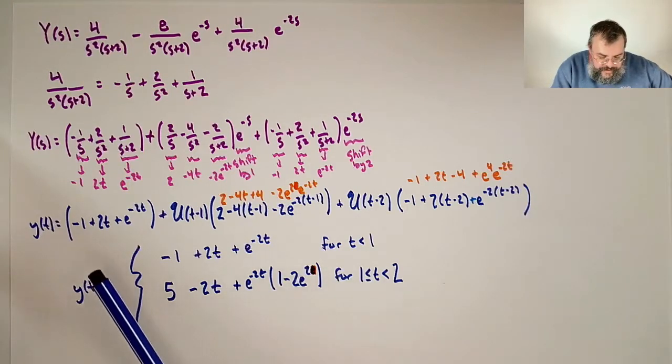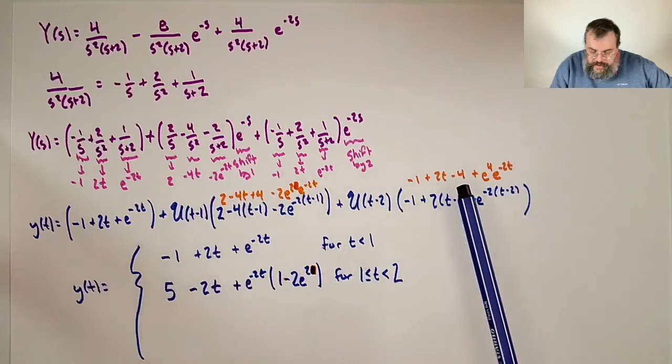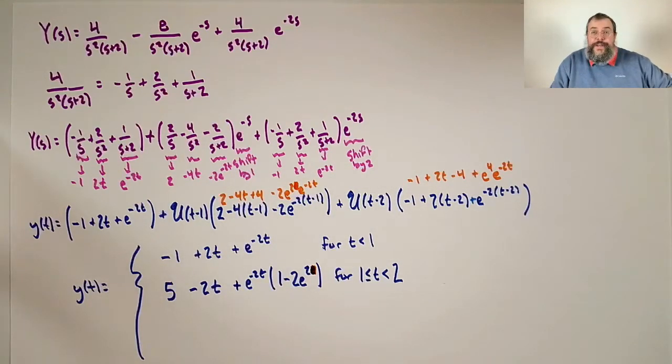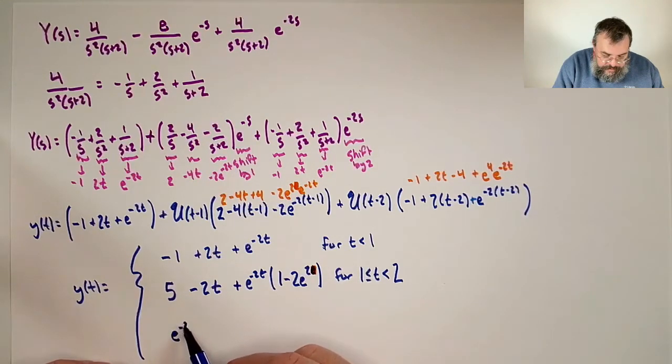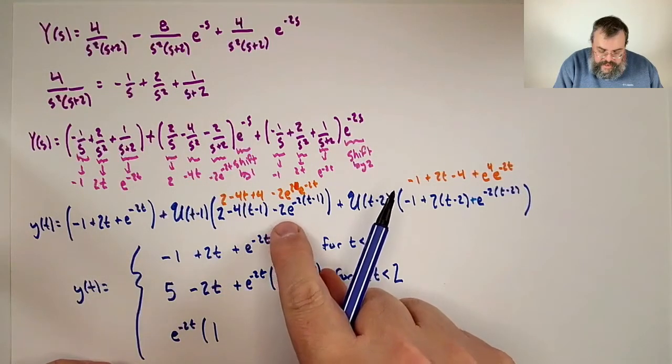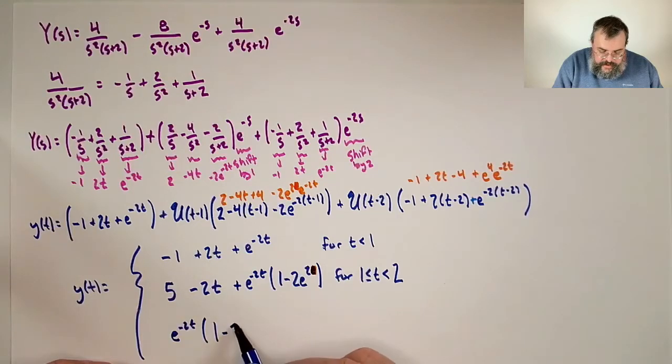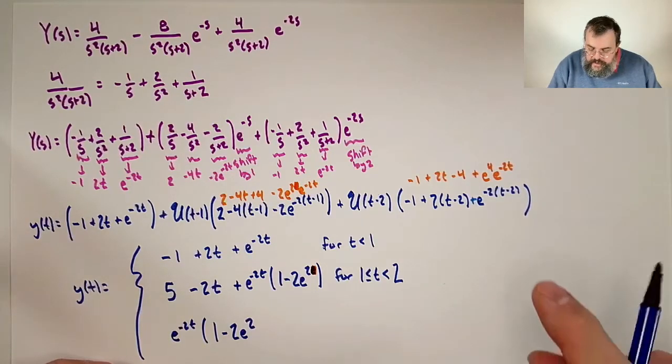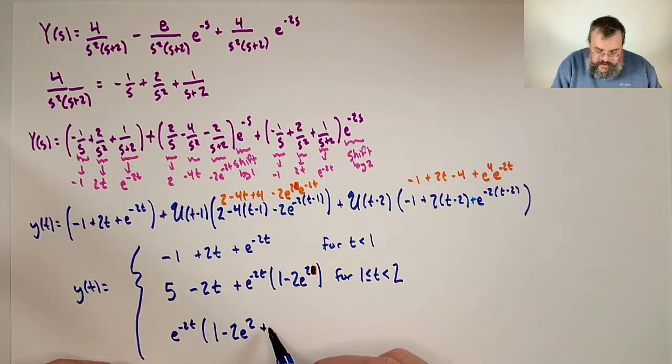All right, how about the t's? A plus 2t, a plus 2t, a minus 4t. Gone. All right, great. That's wonderful. How about the e to the minus 2t's? Well, we'll have e to the minus 2t. We have 1 here, our minus 2 e squared there, and then plus our e to the 4th.